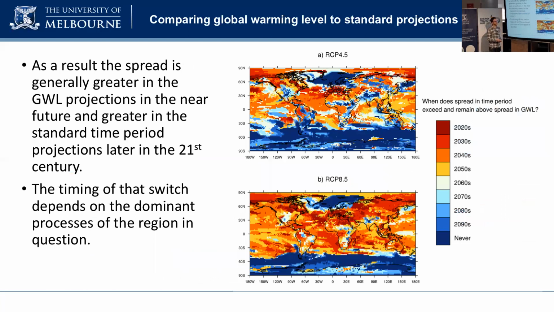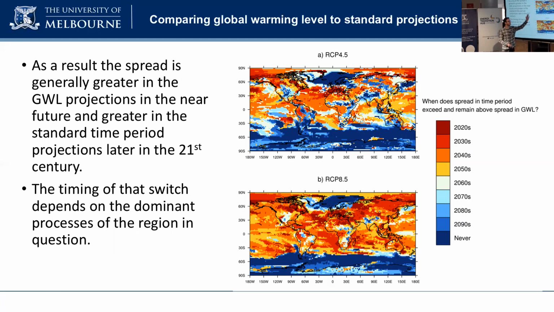So another way of looking at this is actually looking at when that change occurs, when the ratio flips over. This is just mapping out for the RCP 4.5 versus global warming level projections and the RCP 8.5 time periods versus global warming levels, in which decade that flip occurs in the ratio.